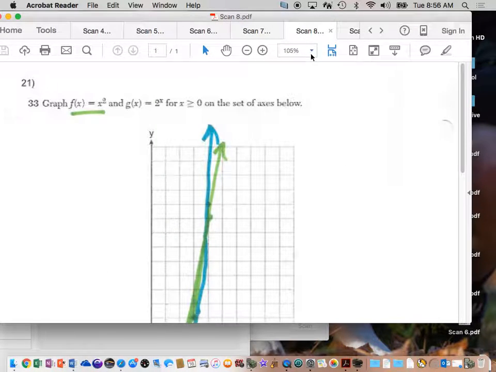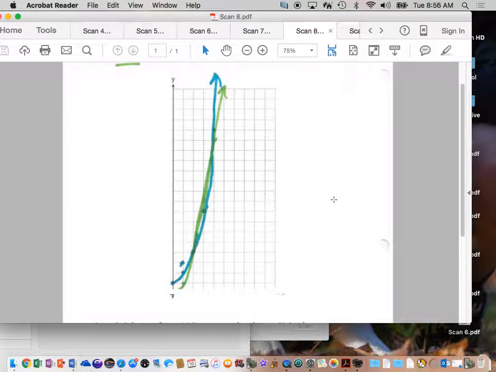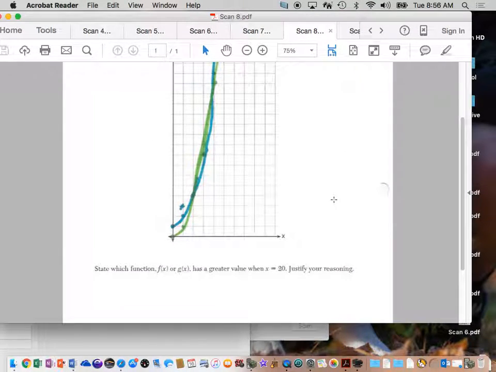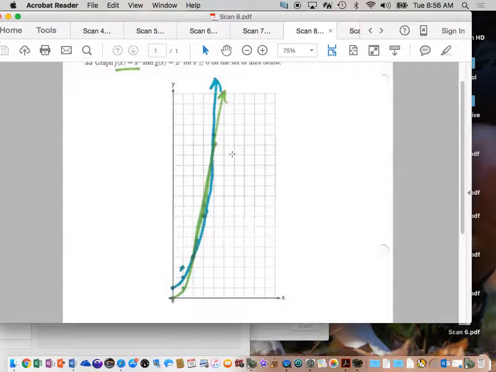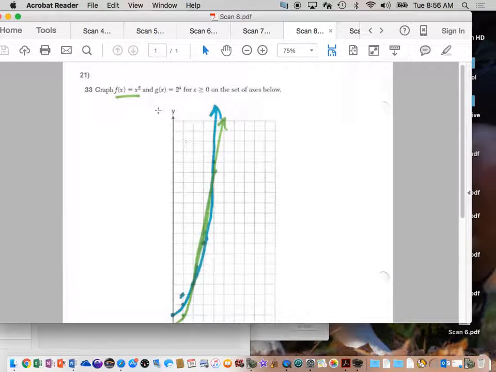This one, on the other hand, I had a hard time being neat about. But it's not too bad. I didn't even answer the question here. It says, which function has a greater value when x is 20? And it would be the blue function, because the blue function is getting bigger faster. That's the exponential function. The exponential function is the g of x function. Okay? All right. Any questions on that?